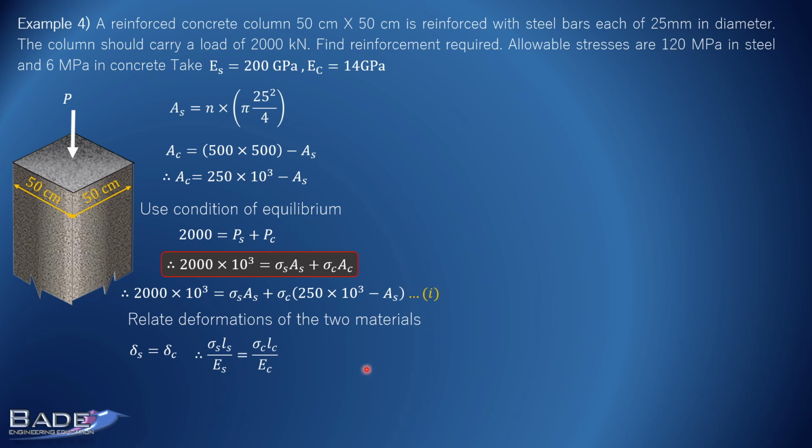So put corresponding values. But remember, once again, here for delta S, we have not mentioned PL by EA, because now we want a relation between stresses. So PL by EA, instead of delta, is sigma L by E. In PL by EA, P by A is sigma. So delta you can write in terms of stresses also.